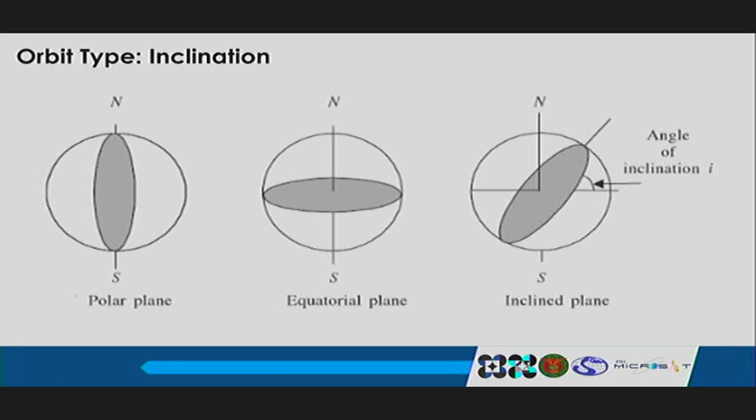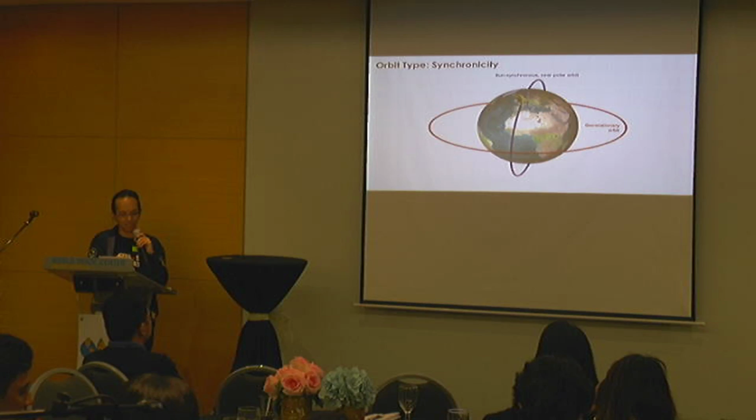Tapos yung last na classification ng orbit ay yung sa synchronicity. So I think it's better illustrated. So for example, itong isang type ay yung Sunsynchronous. So yung satellite, special type siya nung polar orbit. So north-south siya. Tapos yung orbit niya is such that it goes around the Earth, tapos dumadaan siya sa isang spot sa Earth at the same time each day.